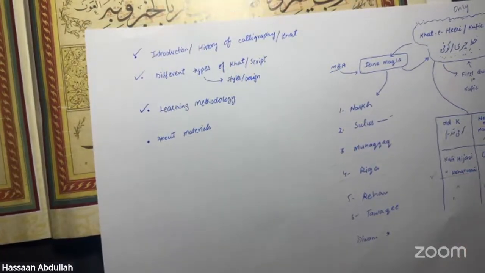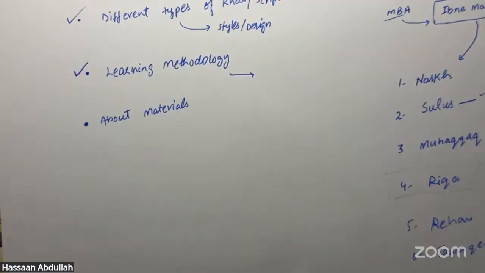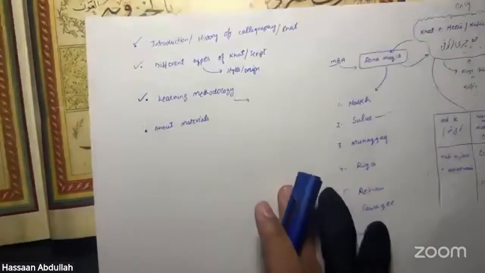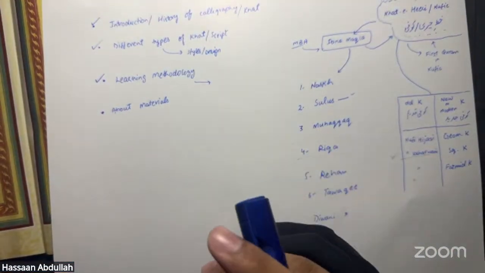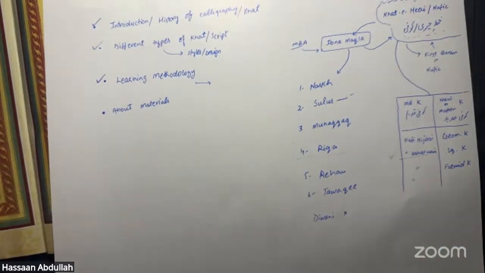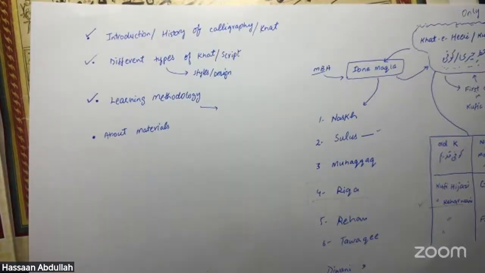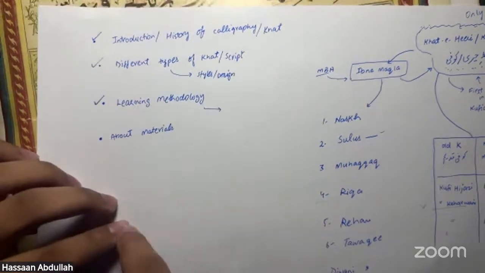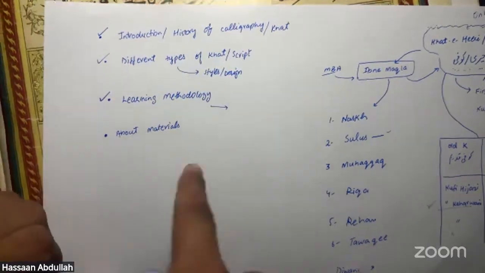Basically, the learning methodology of calligraphy is very much similar to the learning methodology of the Quran. If you remember, in childhood, our parents would call the Quran teacher to teach their child the Quran. The Quran teacher, or Qari Sahib, does not present Surah Fatiha, or force the children to read Surat al-Baqarah directly.